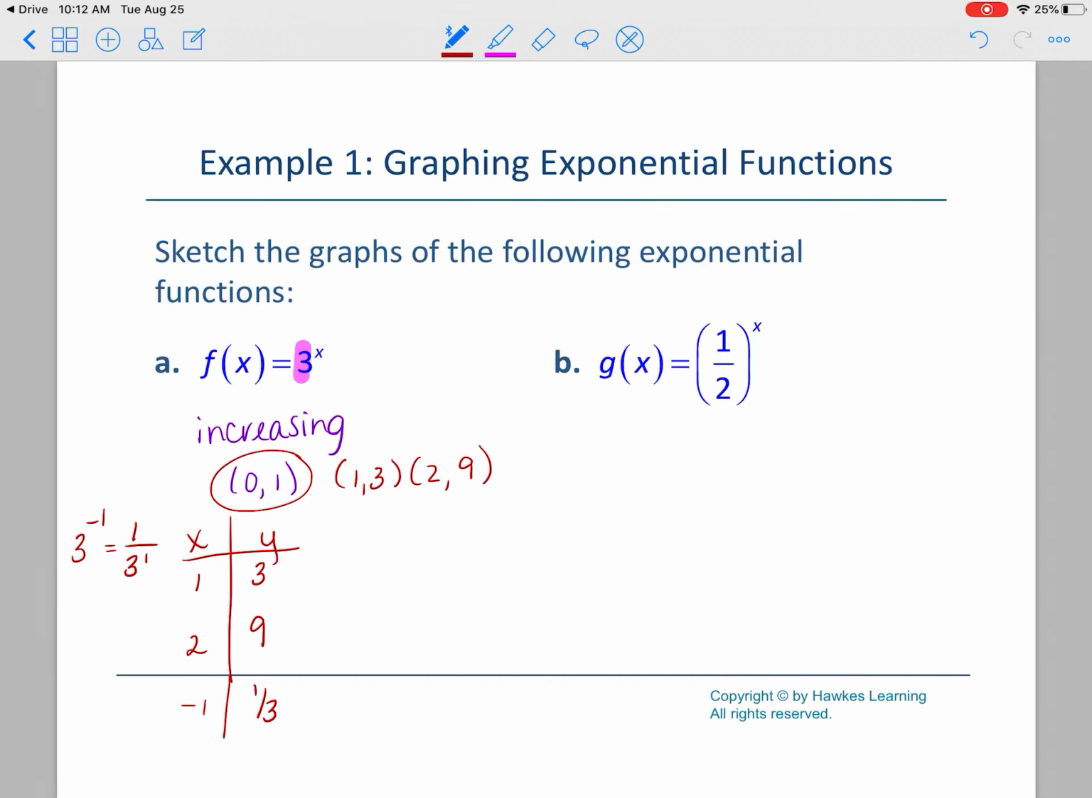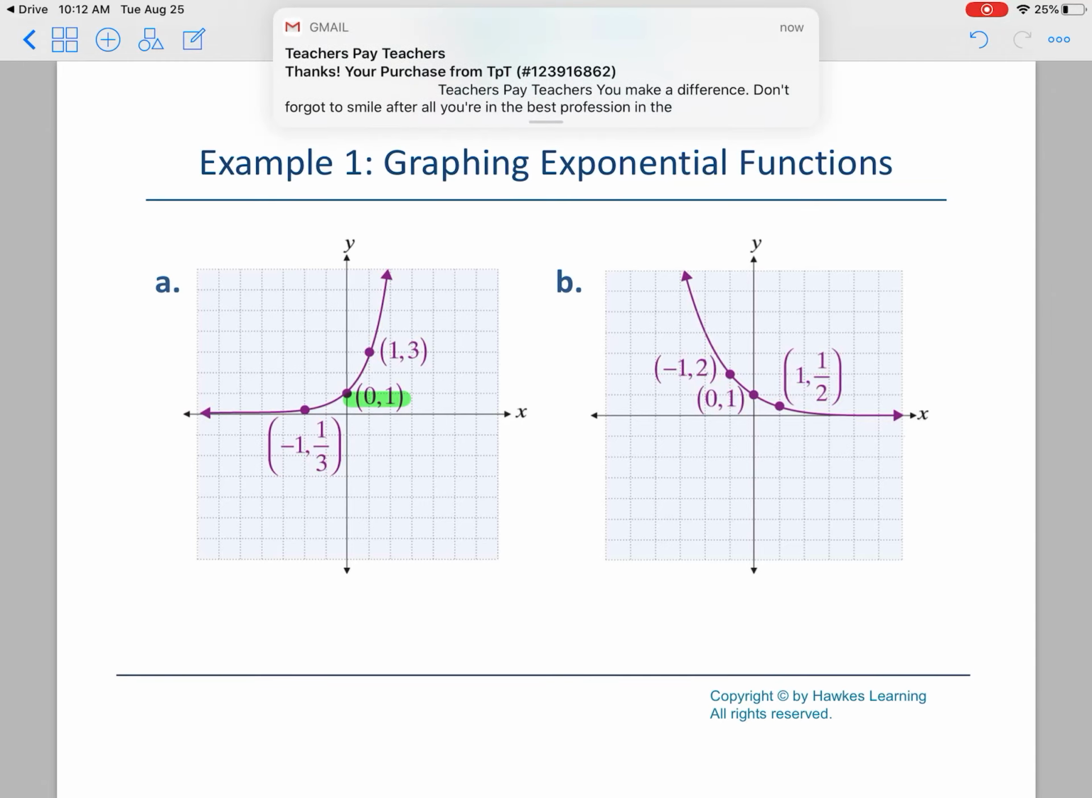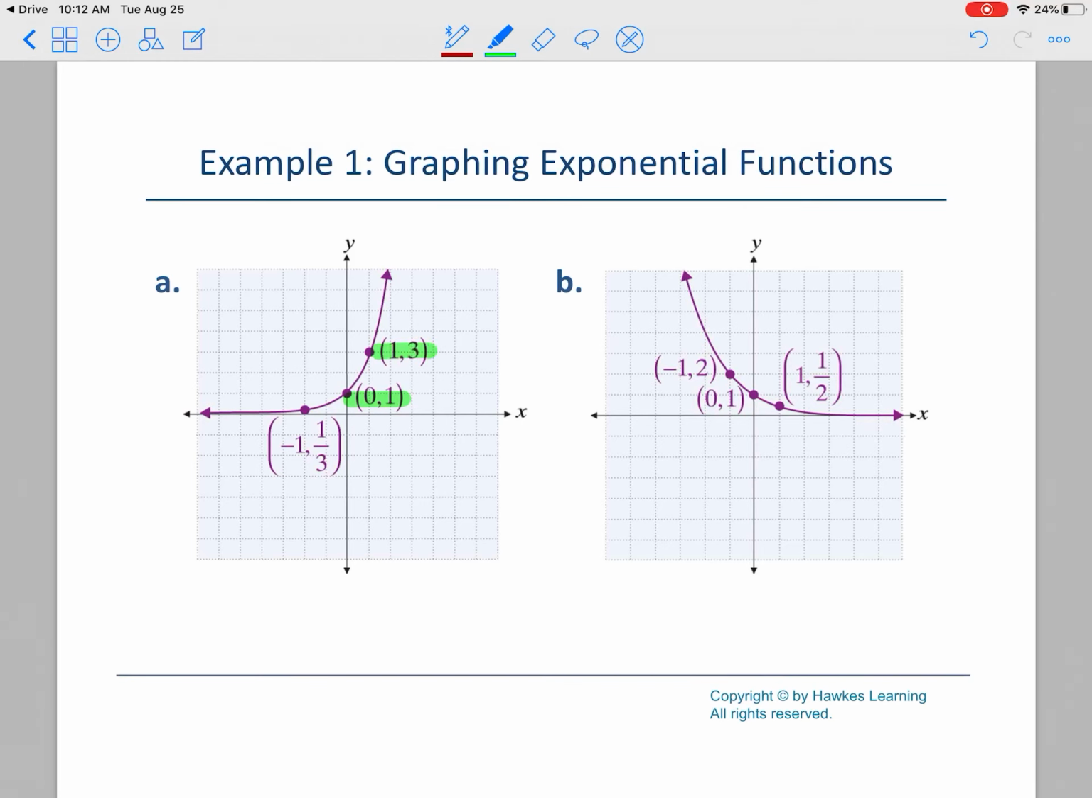So I'm going to flip over and we're going to look at the graph really quick. It is graphed on this next slide. Here are some of those points that I already found. We said that the point 0, 1 was definitely going to be on there. Here's my point 1, 3. Here's that point -1, 1/3. And again, if I look at this graph, since it is going up from left to right, it is increasing. And the whole reason it's increasing is because our base is bigger than 1.